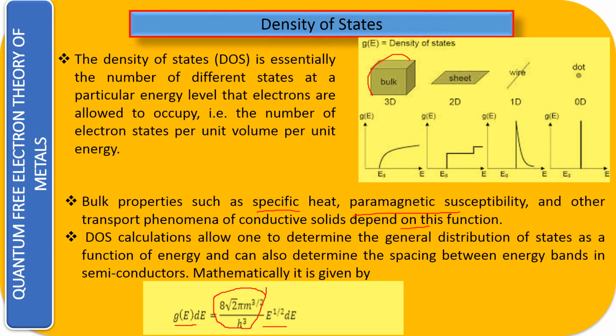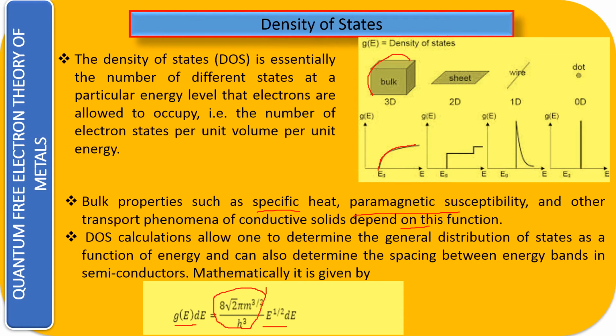Now you see how the density of states is going to vary. As the energy increases, the density of states is also going to increase, but it is not directly proportional. It is directly proportional to the square root of the energy. So this is the curve for your density of states for your bulk material.